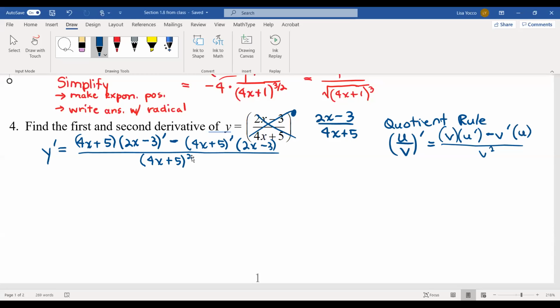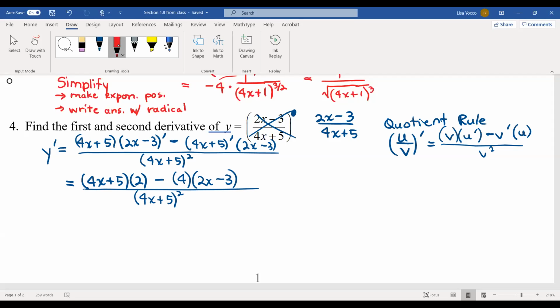All right, then I do the two derivatives that are inside of the quotient rule. So the derivative of 2x minus 3 is 2. On the other side, the derivative of 4x plus 5 is 4. And be careful about any temptation here to cancel some stuff out. Remember, we never do anything with that denominator. We just keep the denominator all the way to the end.